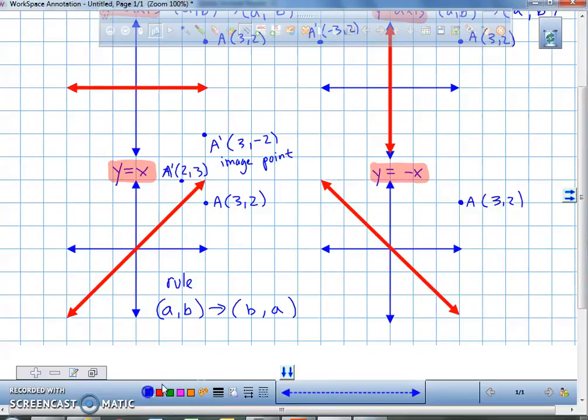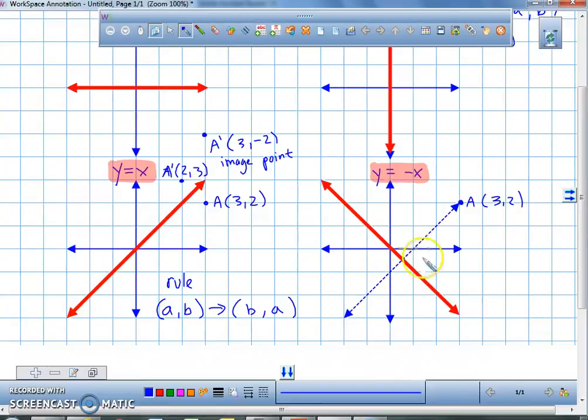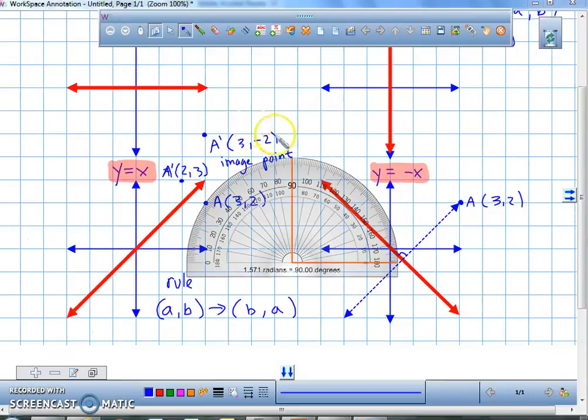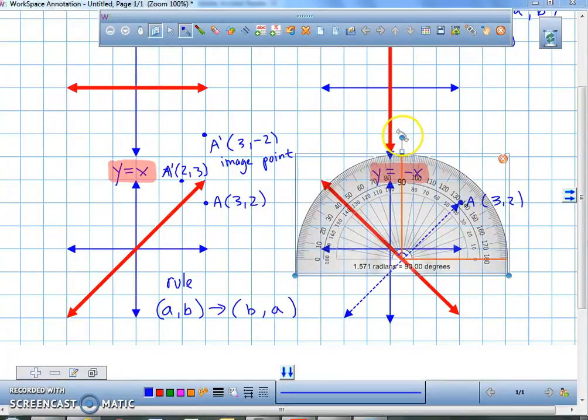All right, so let me change colors here. So if I'm going to reflect this across, I have to go at a perfect 90-degree angle across it. So let's see here. So it's going to have to be at a 90-degree angle. So let's see if this is 90 degrees right here. All right. Get a protractor. Rotate it here.